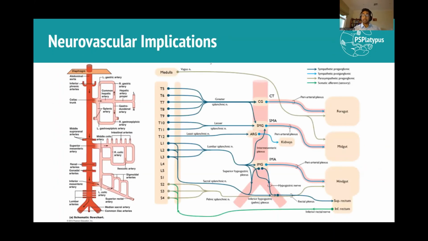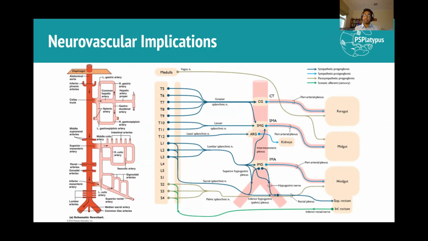Okay, last little bit here, which is talking about the neurovascular implications. Really, it should just be the nerves and the arteries. The veins, as we're going to find out, don't really correspond particularly well, but the nerves and arteries really do. We've already talked about the arteries, and they work really well. This diagram on the left side is basically all you need to know about the GI arterial supply. It boils down, almost entirely, to those three trunks: the celiac trunk, the SMA, and the IMA, which supply the foregut, midgut, and hindgut, respectively.